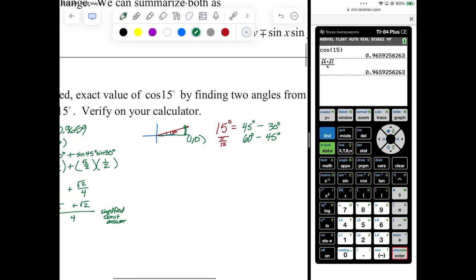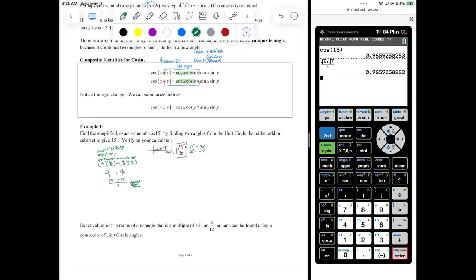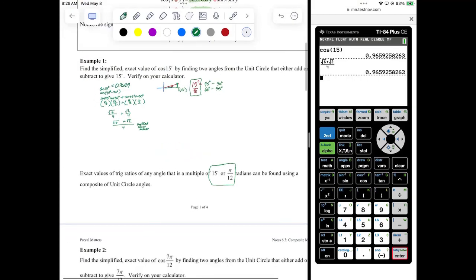Yeah, it should work. Okay, so here's what's cool now. We have expanded our repertoire of the unit circle. Not only can I find the exact value of all the angles on the unit circle that I've already memorized, but now, because I can write angles in increments of 15 degrees by doing subtraction or addition, I can now find the simplified exact value of all the angles around the unit circle that are multiples of 15 degrees or multiples of pi twelfths. Okay? Anything that's a multiple of 15 degrees or pi twelfths, you can write an exact answer for. So that's what it says right here. As long as it's a multiple of 15 degrees or pi twelfths, we can find the exact answer for it.